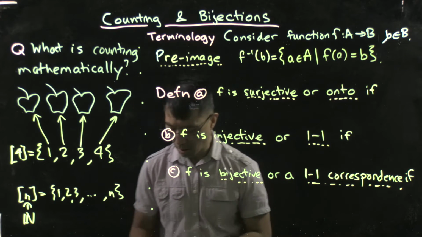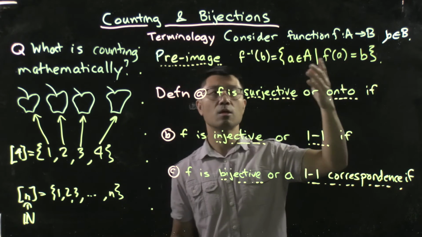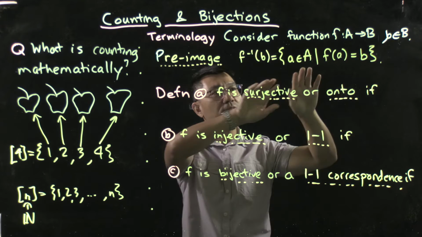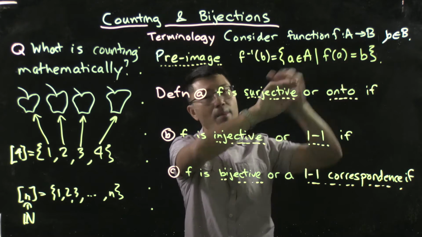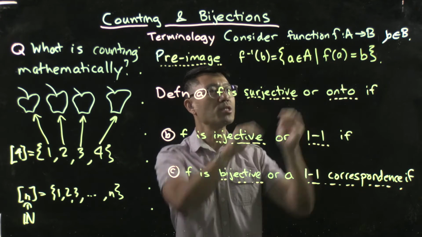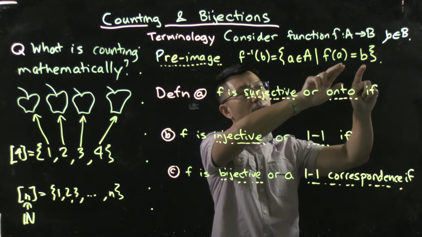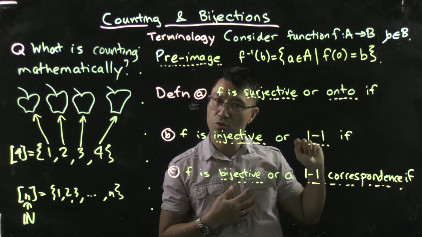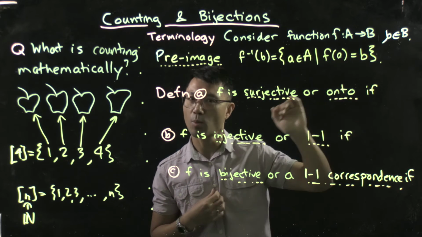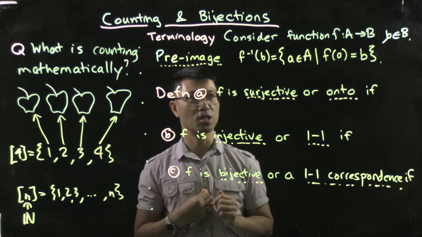Okay, so it could be the empty set. Whatever it is, it's a set of elements inside the domain. And one way to think of it is that if you fix this b here, you look at the equation f of a equals b, and you're just finding all the solutions to that equation. So that's another way of thinking of what the pre-image is.